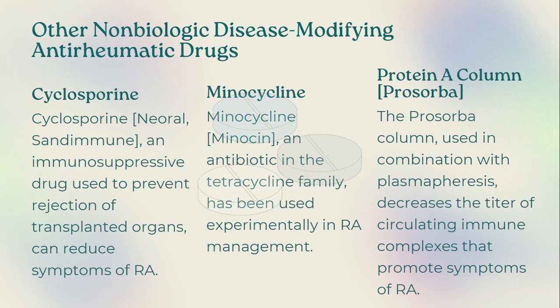The next one is minocycline. Minocycline is an antibiotic in the tetracycline family that has been used experimentally in rheumatoid arthritis management. Lastly, protein A column. The Prosorba column, used in combination with plasmapheresis, decreases the titer of circulating immune complexes that promote symptoms of rheumatoid arthritis.